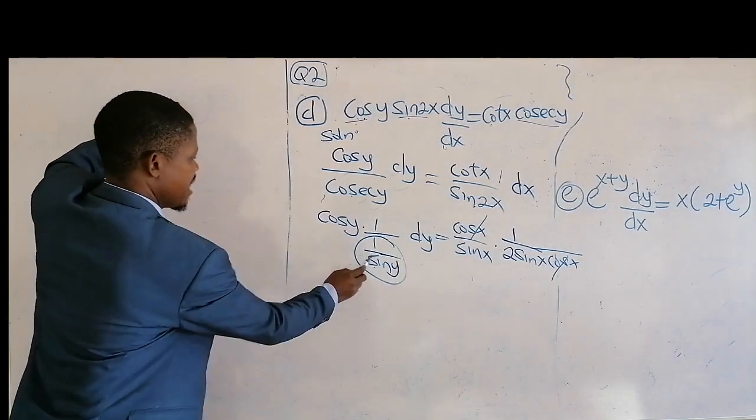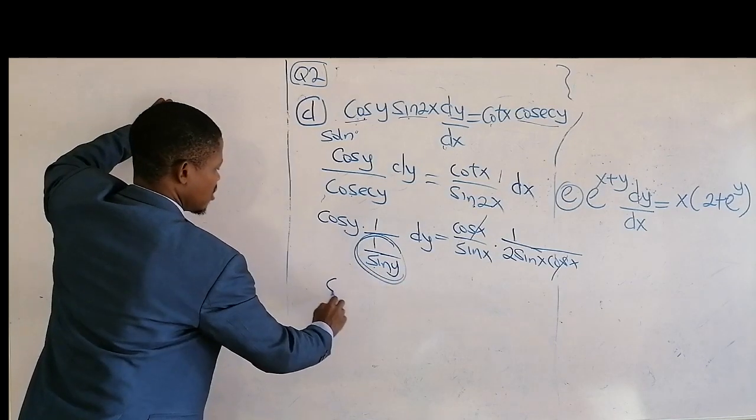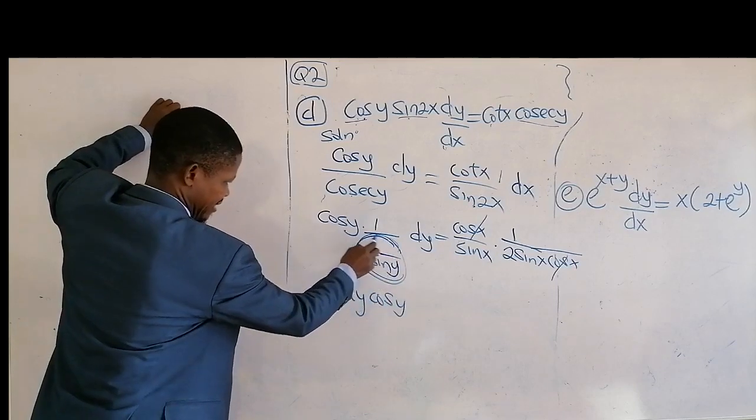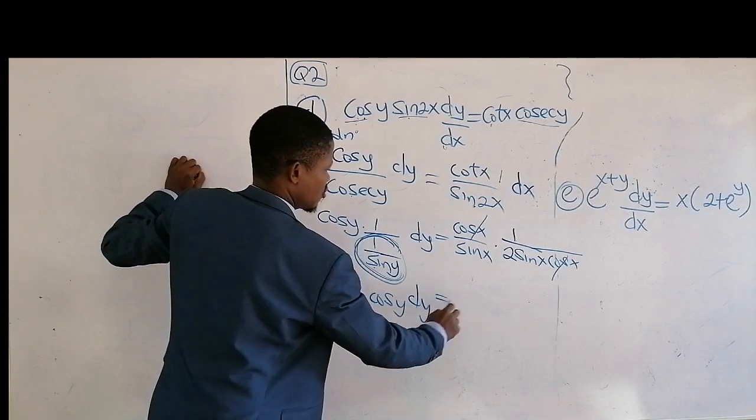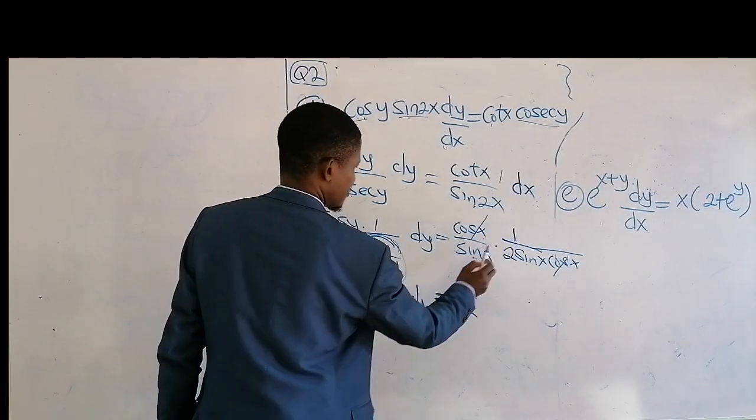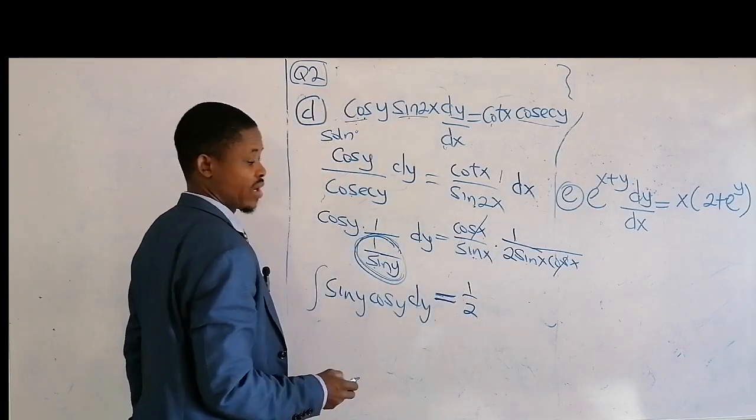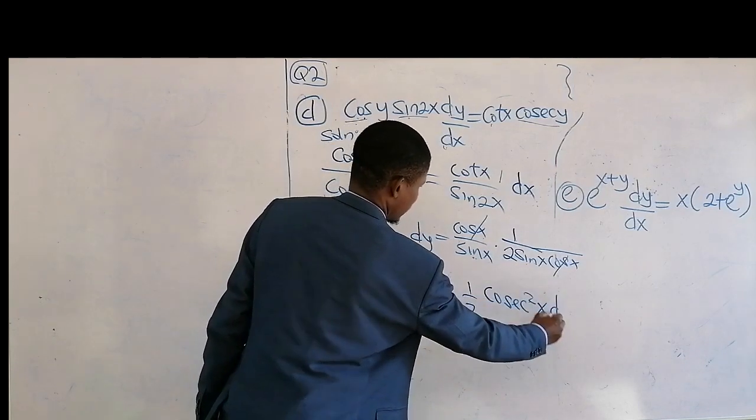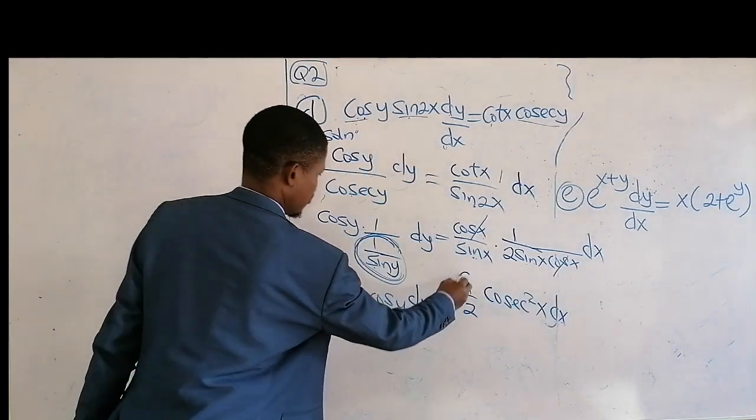So we now have here, this is a fraction, so the inverse of this will give us what? Cos y. The inverse of this will give us sine y dy equal to, this one will be 1 over 2, and then sine x times sine x, that will be 1 over sine square x, which is cosec square x dx. This one also dx. Then don't forget your integral.